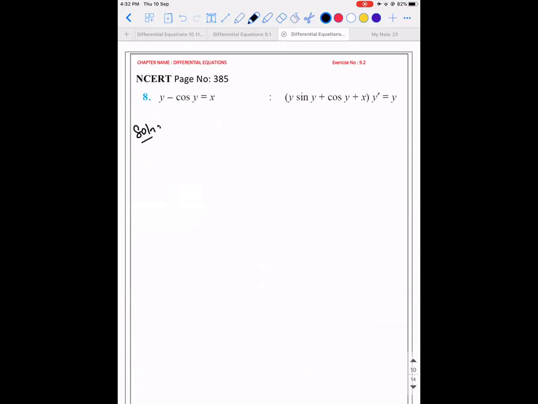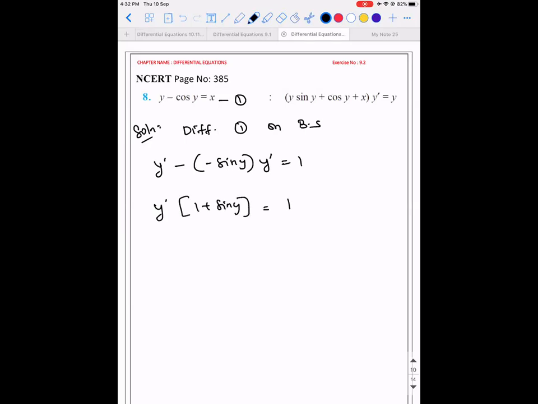So y minus cos y is equal to x. So let this be equation number 1. Differentiating 1 on both sides, you will get y dash minus of minus sine y into y dash is equal to 1. y dash into 1 plus sine y is equal to 1. Is that clear? Let us take this as equation number 2.